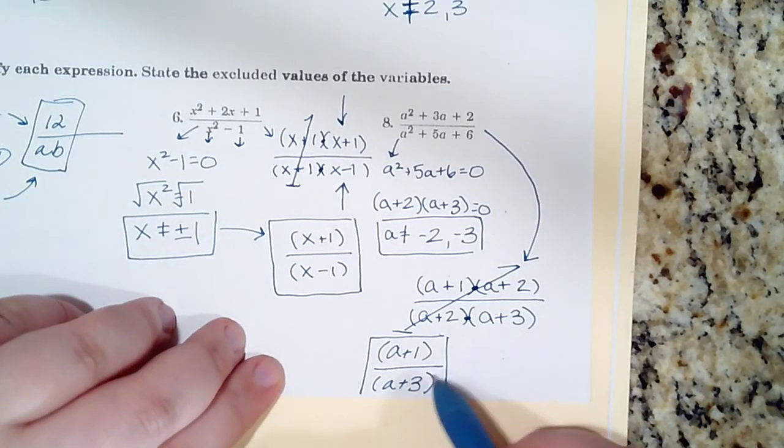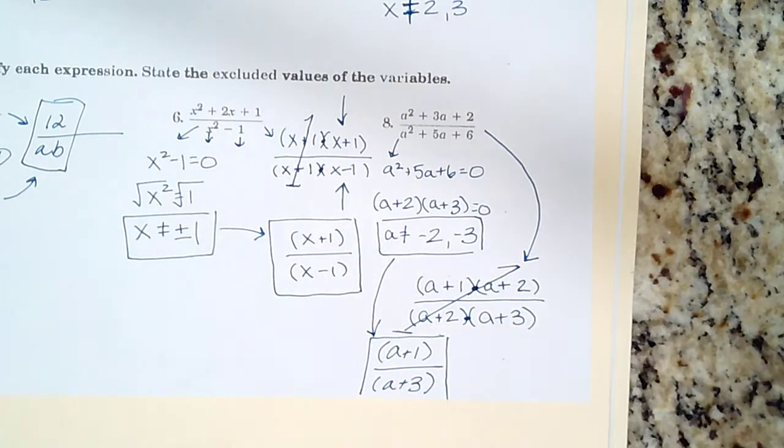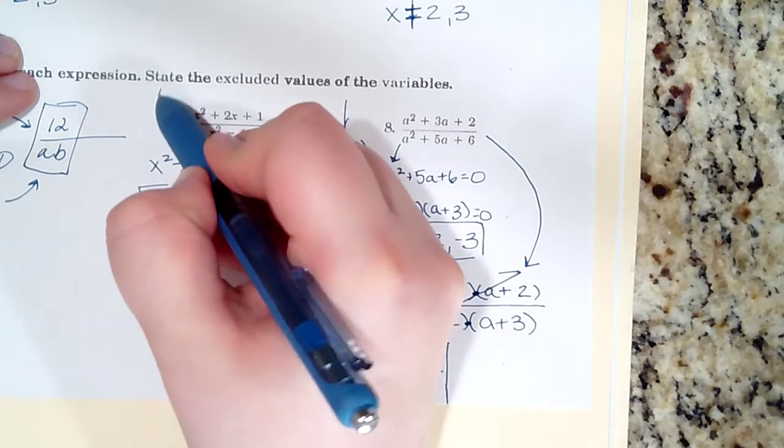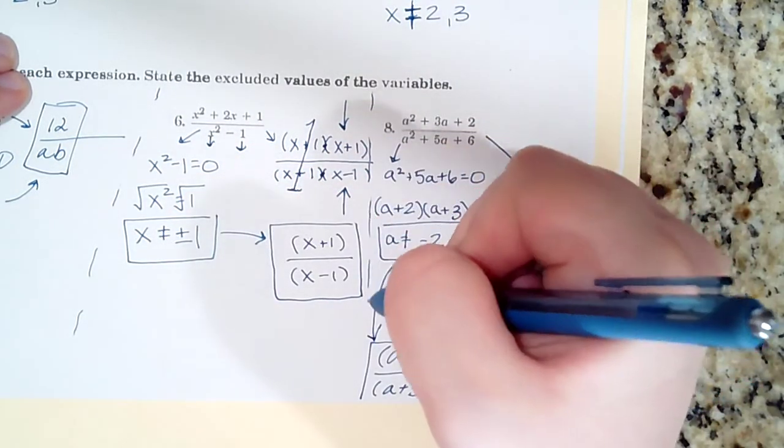Remember, if they're different, don't touch. And then we just say, these are excluded values for a simplified problem. I know this is a little hard to see. I'm going to make some dash marks so you can simplify this problem.